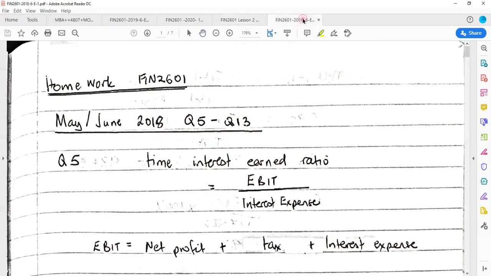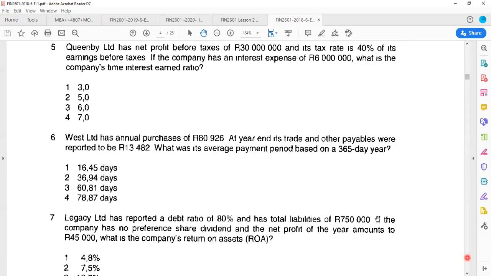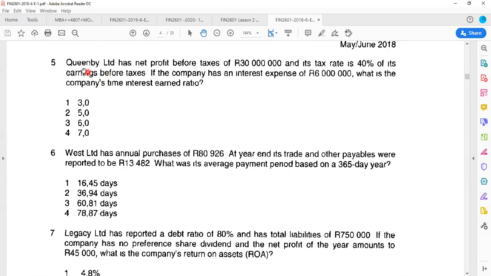So I'll start with question 5 from May-June 2018. Question 5 said that Queen Bee Limited has net profit before taxes of 30 million and its tax rate is 40% of its earnings before tax. If the company has an interest expense of 6 million, what is the company's times interest earned ratio?